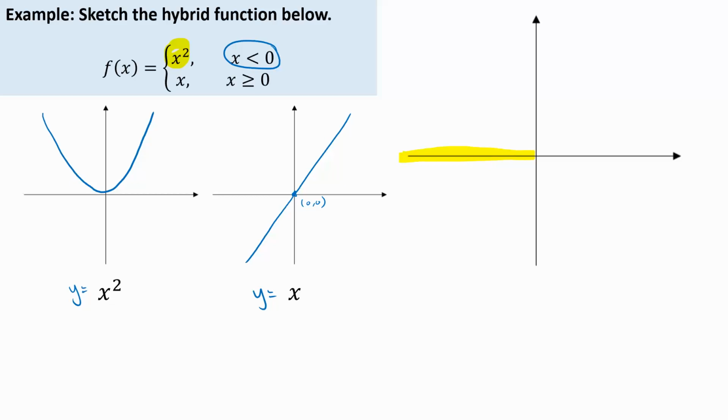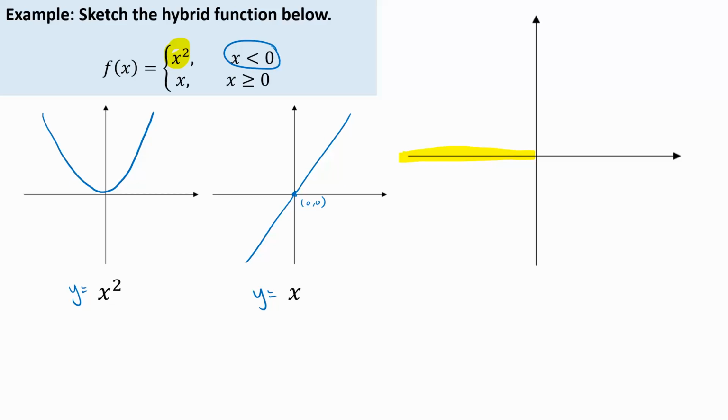You could have more, and I'll show you in the third example. You'll see that you can have many graphs. It doesn't have to be 2, it could be 3, it could be 4, but it just means you have to change the domain into bits and pieces. Okay, so here we go.